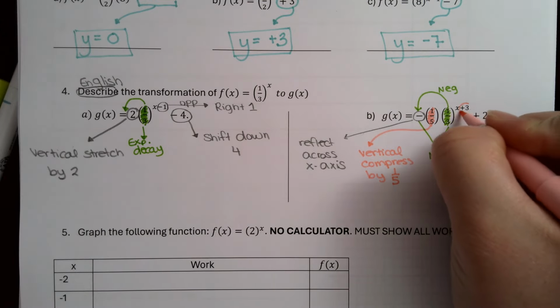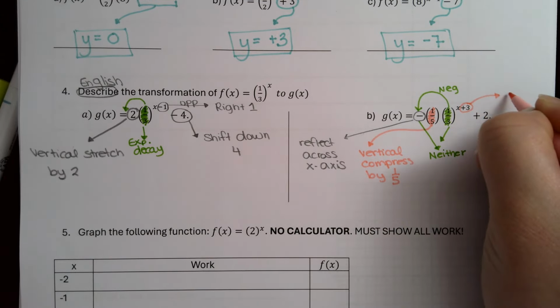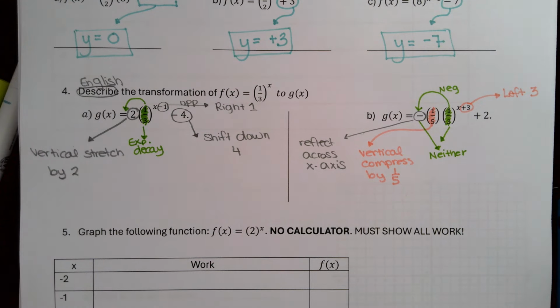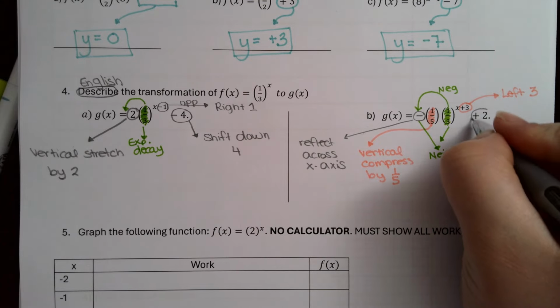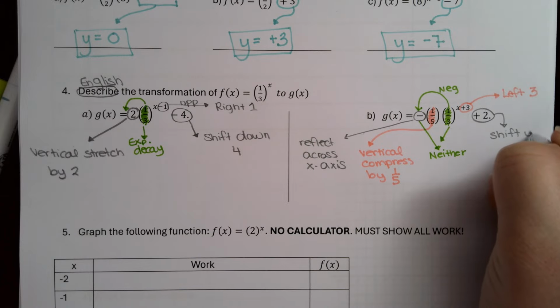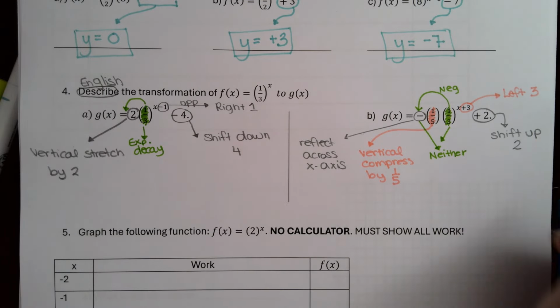Next up we have our H value. If it is on here with an exponent, this is opposite of what you see. So I see a plus. That means I'm going to be going left by 3. And the last one I have is our asymptote value, this 2. That means I'm going to shift up 2, or you can say shift up by 2.